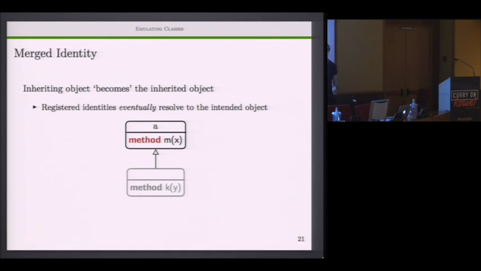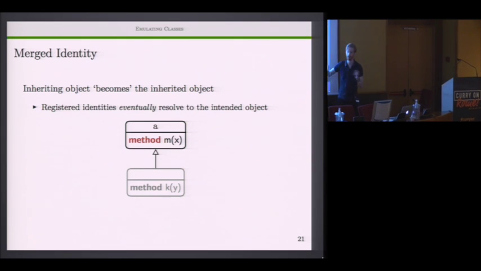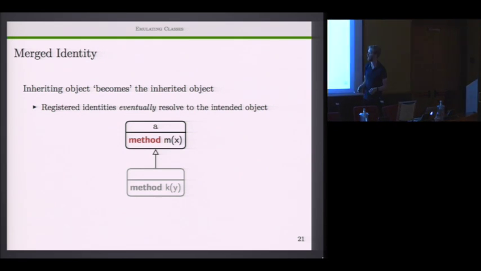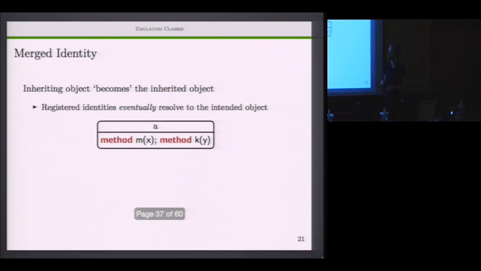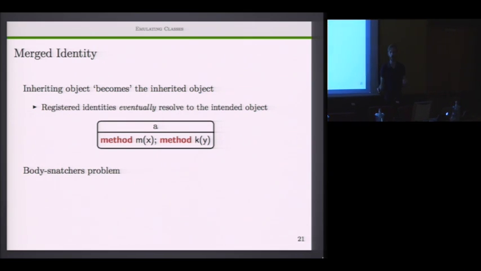So again, we've got this conceptual object here that hasn't quite been constructed yet. It's inheriting from A, and instead of establishing these two different objects, what we're going to do is just mash everything that was going to be in B into A. And yeah, so this avoids that registration problem by saying there actually ends up being a single identity for all of the objects. The obvious problem with this is that there's sort of a body snatchers thing going on here.